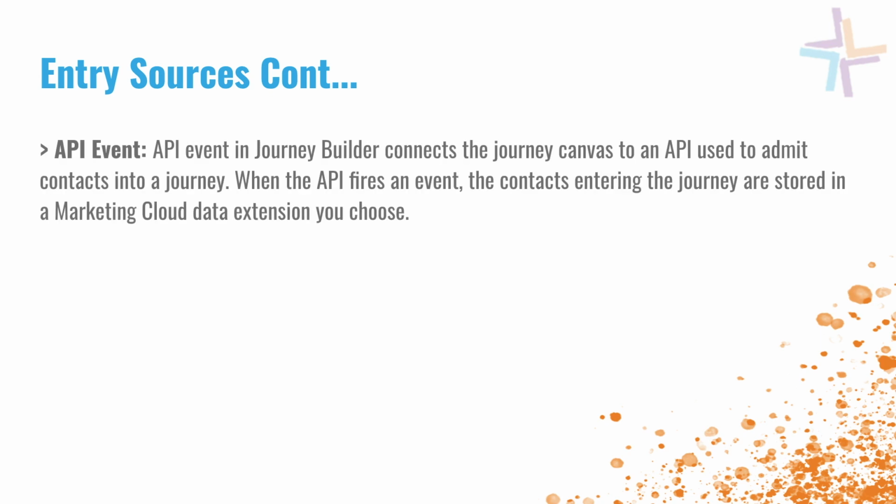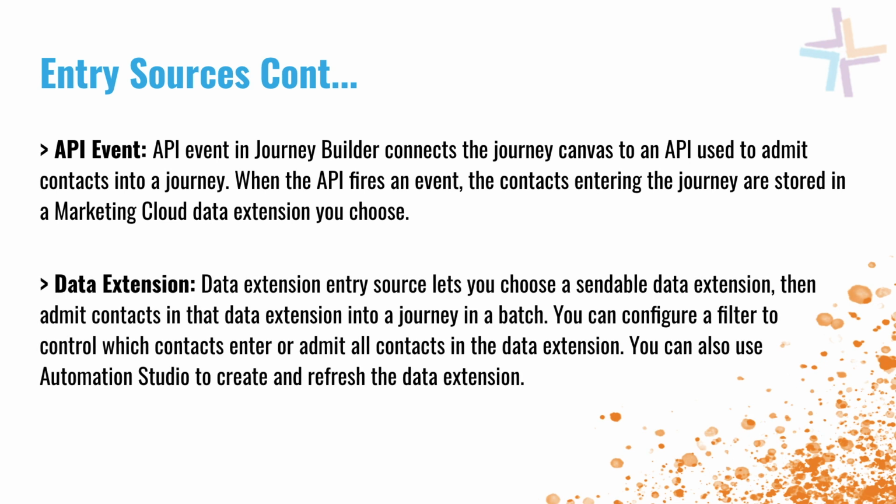Some additional entry sources. An API event will connect the journey canvas to an API call used to admit contacts into the journey. Contacts entering a journey through an API will get stored in a Marketing Cloud data extension, creating a historical log of those that have entered. And probably the most common entry event is the data extension. This allows you to link a sendable data extension to a journey entry event. Records can be pushed into the journey in a batch, or you can configure filters and/or automations to define who can enter and when to refresh entry records within the data extension.